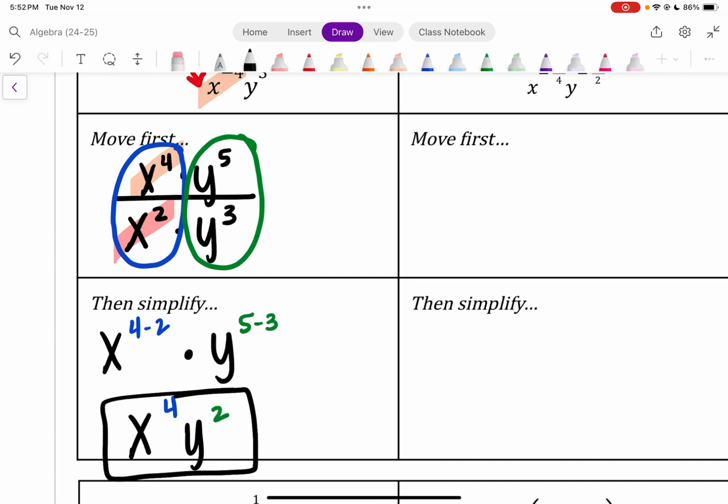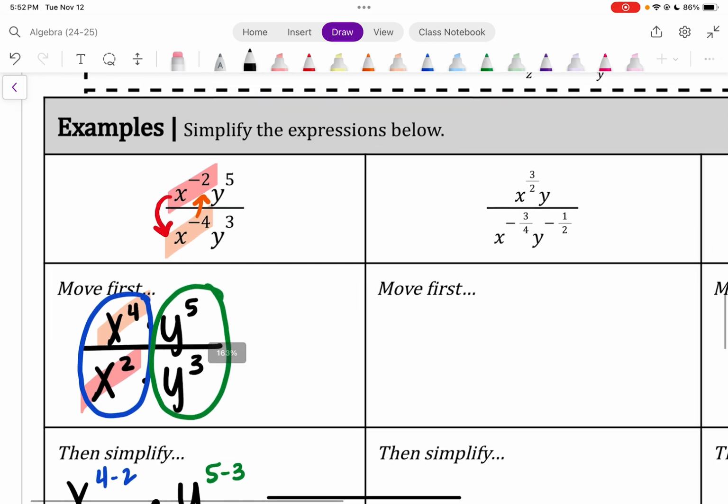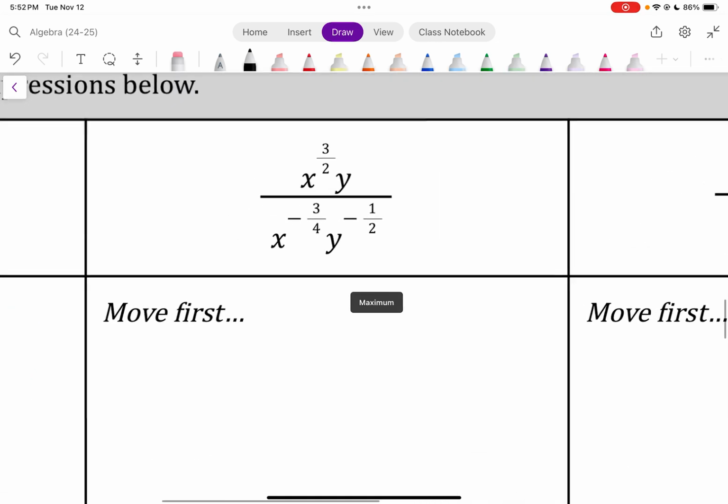And leaving it in that form. So once we deal with our positive exponents, we do not have to deal with them at the end. So this is saving us time all the way in the end. Okay? So jumping into that second one, we are going to move first.